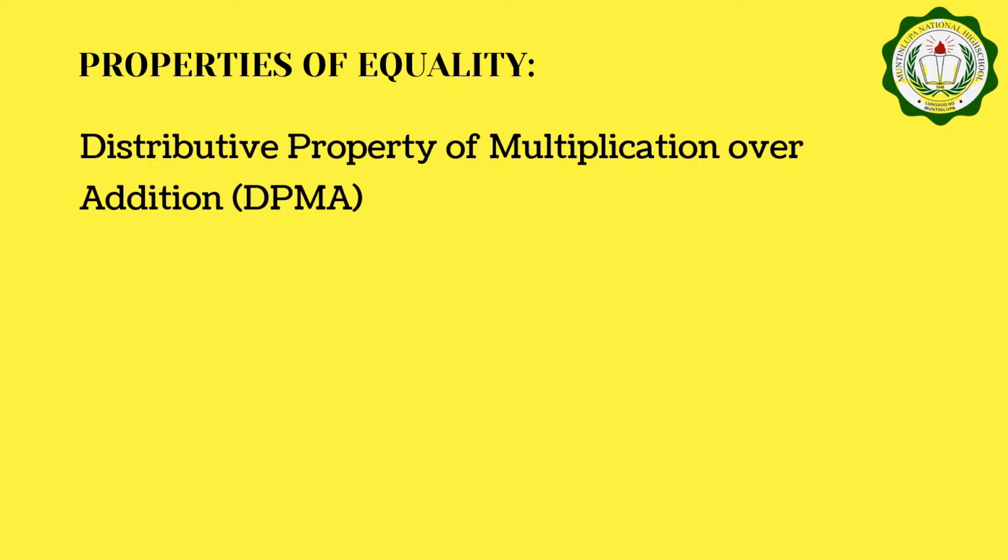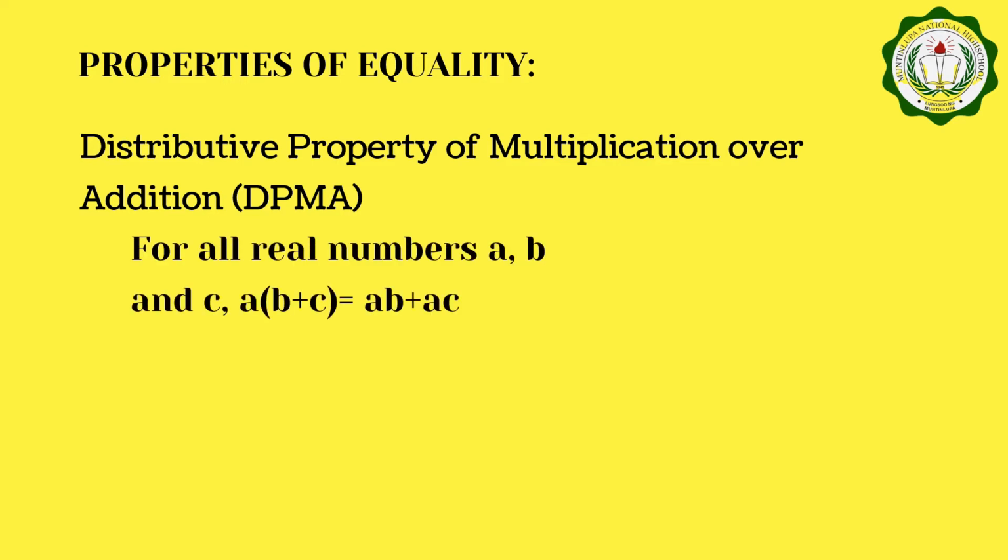Next is the distributive property of multiplication over addition. The distributive property of multiplication over addition states that for all real numbers A, B, and C, then A times the quantity B plus C would be equal to the product of AB plus the product of AC.